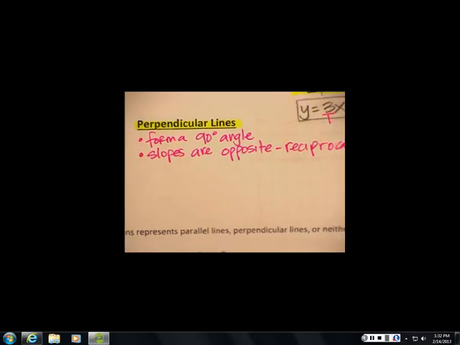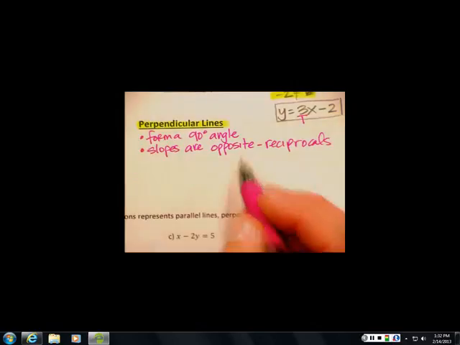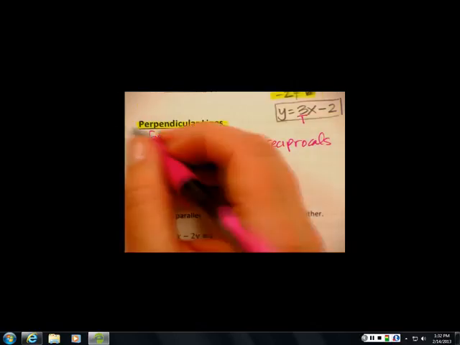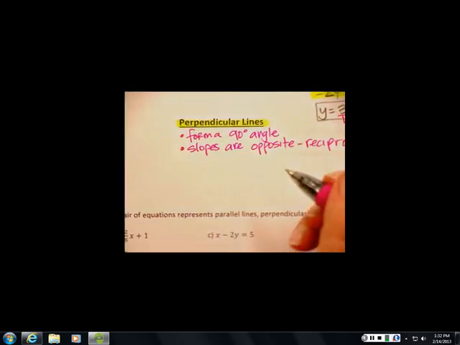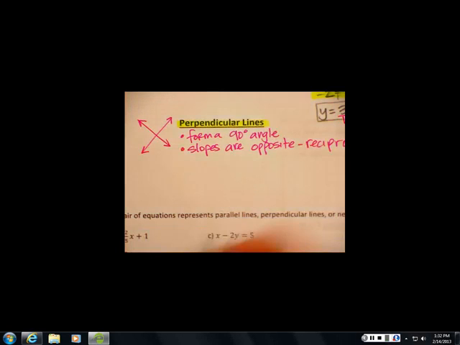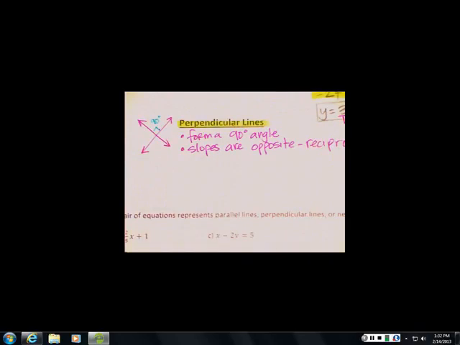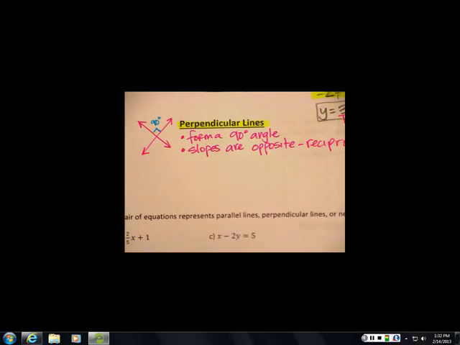Let me just get that a little bit wider. Forms a 90-degree angle, slopes are opposite reciprocals. And perpendicular lines are going to look like this, where this forms a 90-degree angle, like the corner of a paper, the edge of a table, something like that. So here is an example.